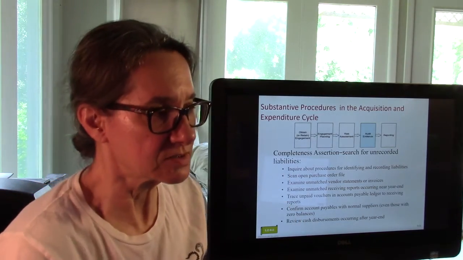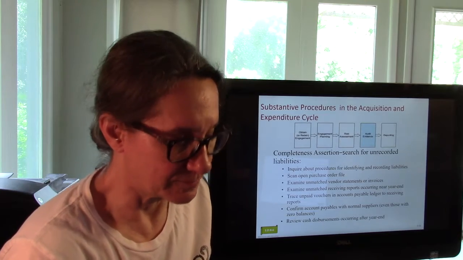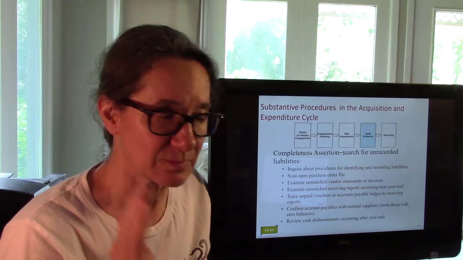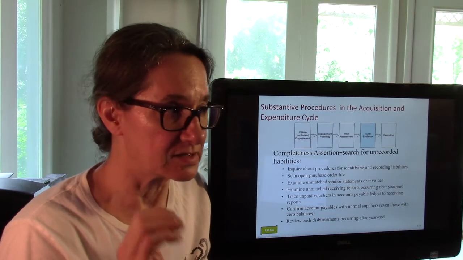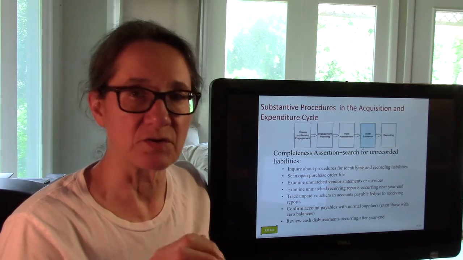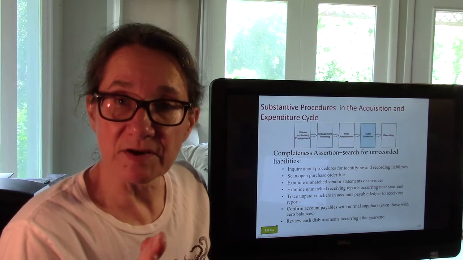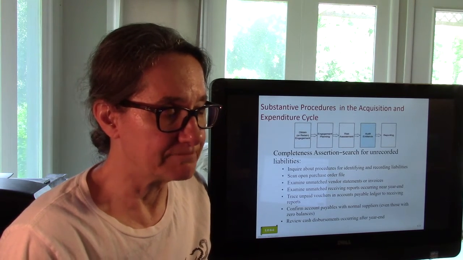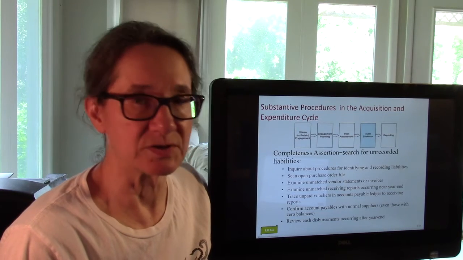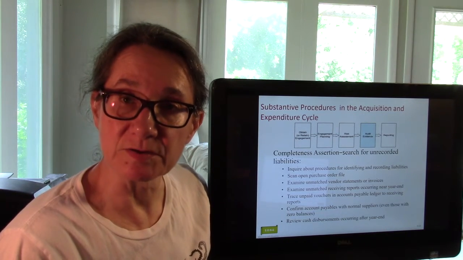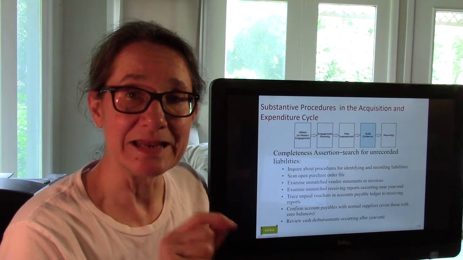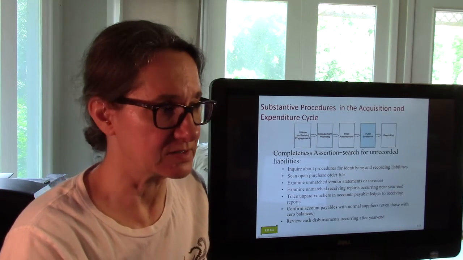So here's the first thing we're going to try to do. As an auditor, the most important thing on this cycle is the completeness assertion. It's not always for every account, but for accounts payable, we want to make sure that they're complete. We don't want them to be understated, which means we're going to have to find any unrecorded liabilities.